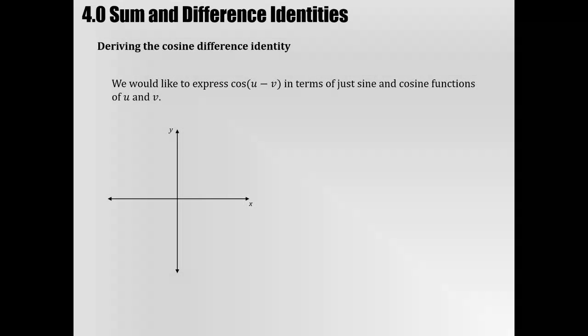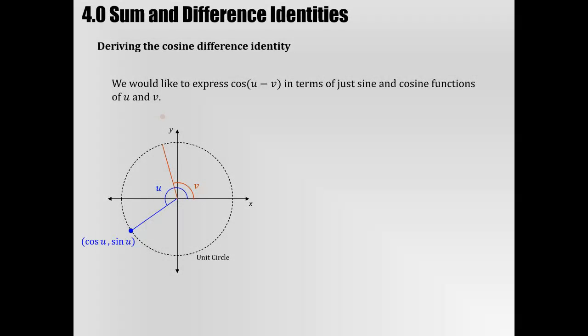So let's go back to what we know. Right here is the angle mu. You're starting from the positive x-axis and going counterclockwise. And so this point here, on our handy unit circle, is cosine mu, sine mu. We also have another angle, and so there's that angle. And again, that point then would be cosine of nu and then sine of nu.